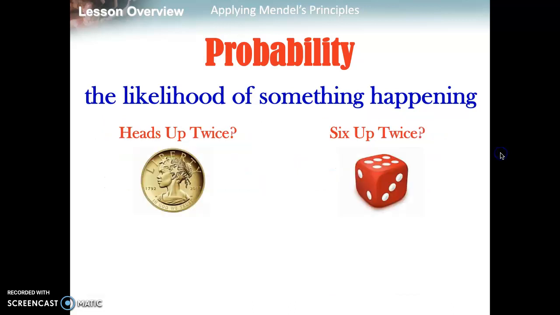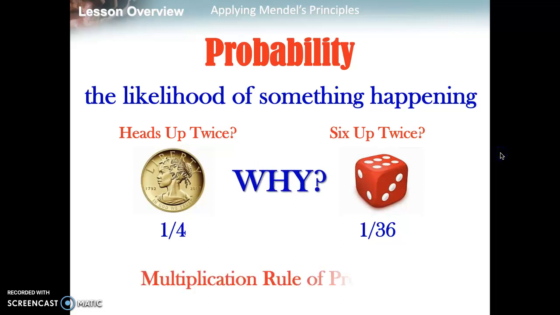So what happens here? In this case, our probability changes. It is no longer 1/2, it is now 1/4. If we look at the dice, our probability happens to be 1 out of 36. So why does it change?